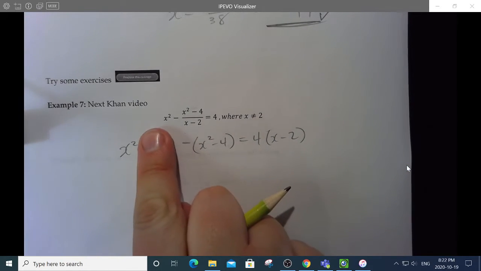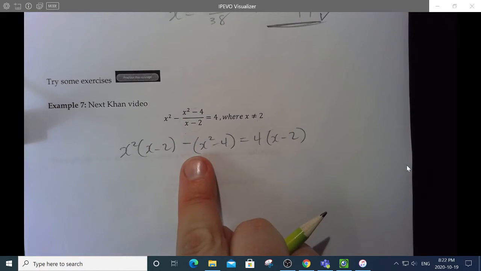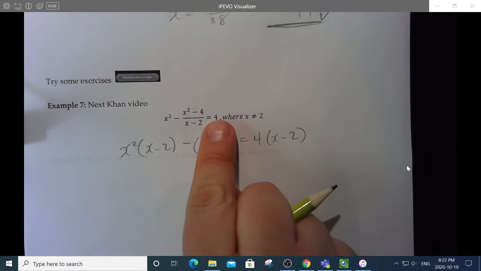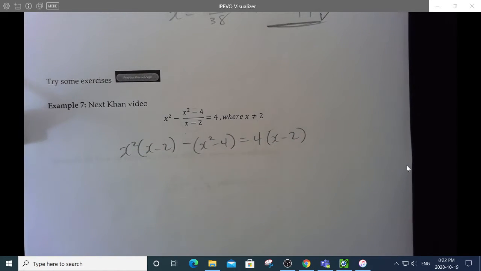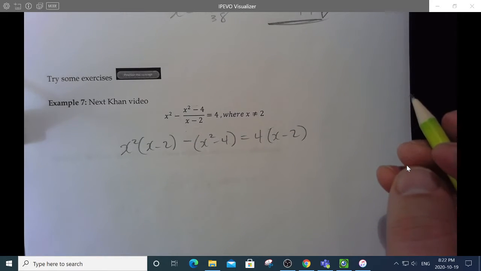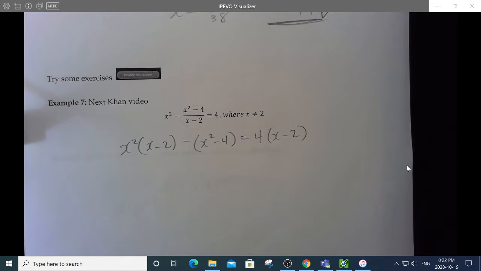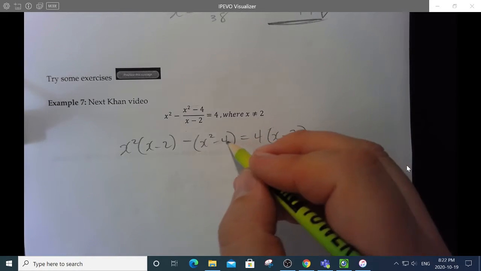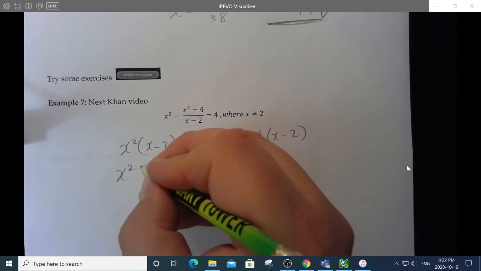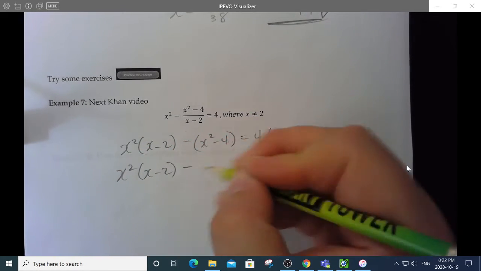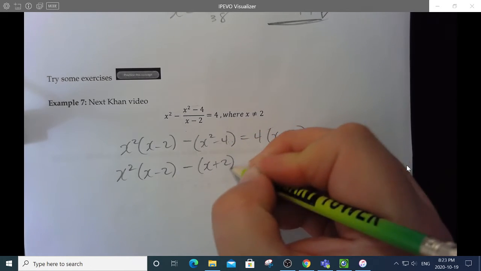So I multiplied this, this, and this by x minus 2. Here it's a multiply, here it's a multiply, and in the middle it just canceled my denominator. This one's going to be kind of nasty. You're going to get an x cubed out of this. So, what do you notice here? Hey, wait a minute. That's a difference of squares. That is x plus 2, x minus 2.